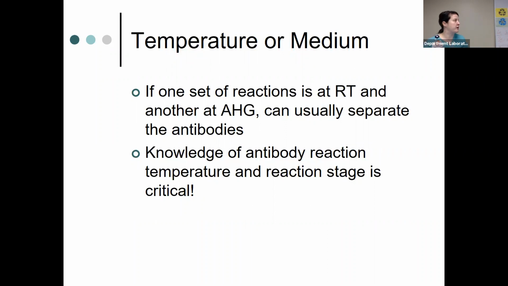And again, if you have one set of reactions at room temperature, another set of reactions at AHG, you can usually look at your pattern of reactivity. We know which antibodies can react at initial spin. We know which antibodies can react at AHG. So typically you can pick out the pattern of reactivity and then you maybe can run some select cells to definitively identify those antibodies. So if you guys remember that chart in your lecture manual that has all of their reaction temperatures, it will be very useful when you're dealing with multiple antibodies.